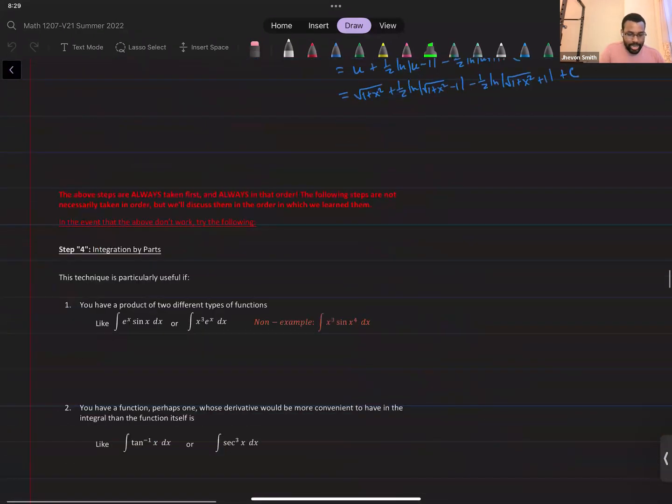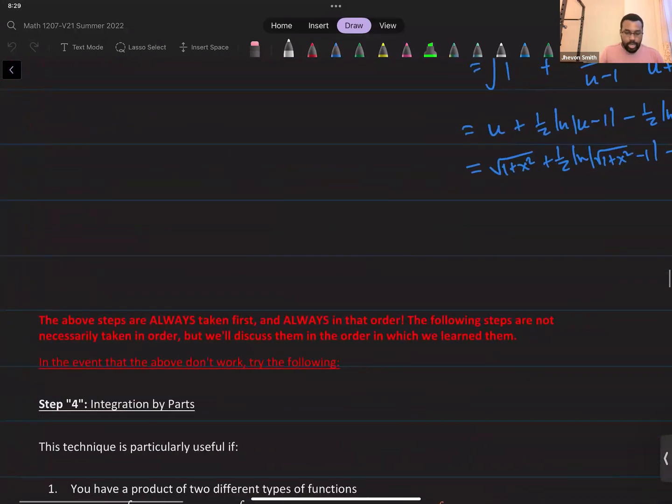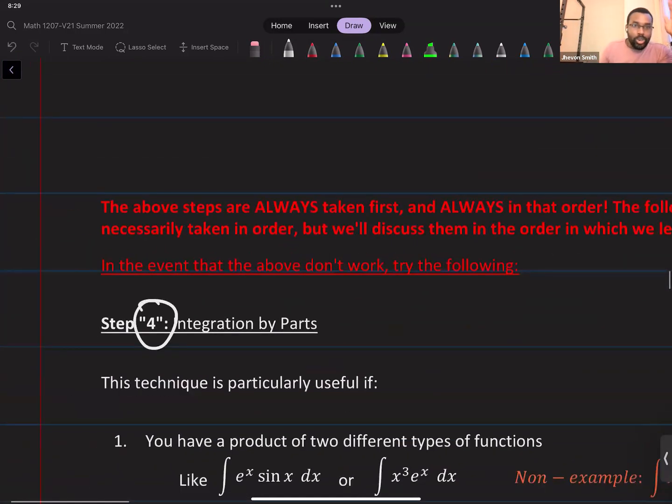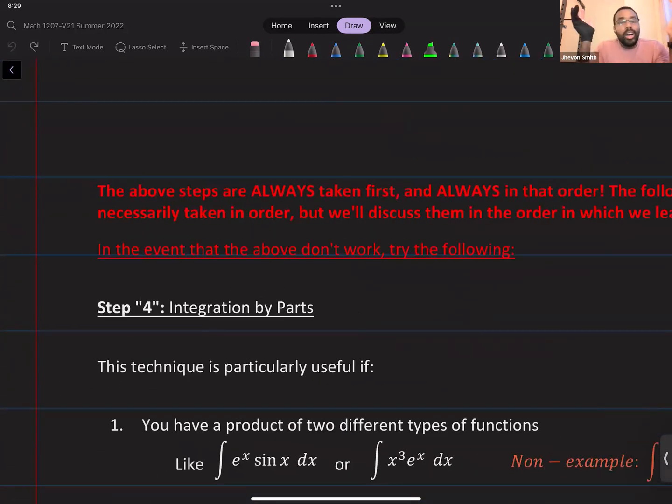Speaking of which, that's the next technique we looked at, integration by parts. As I mentioned, the above three things, you always do them in that order. Everything after this point is not in order. I put the number in quotations because sure, I call this step 4, but it's not really 4. It's not always the 4th thing you think about. It's just the 4th technique you learned. I numbered the rest in the order in which I introduced them to you in the class, but they don't come in order. So a 4th thing, with 4 in quotations, that you could think about is integration by parts.